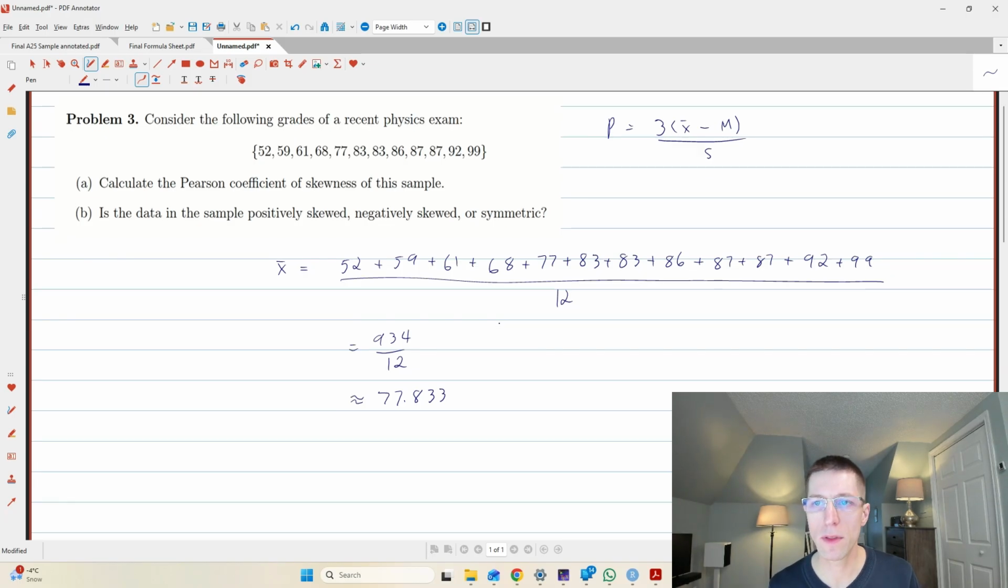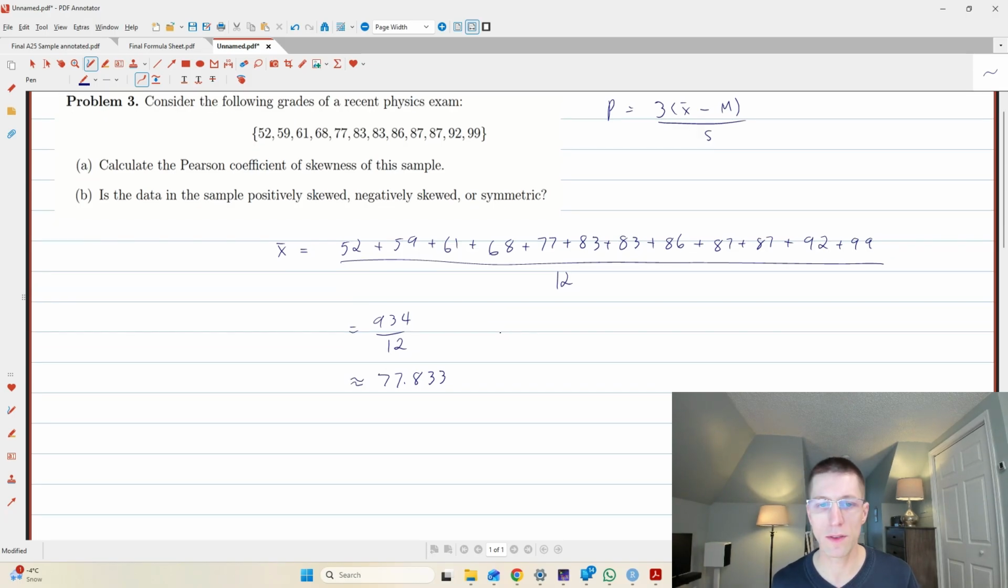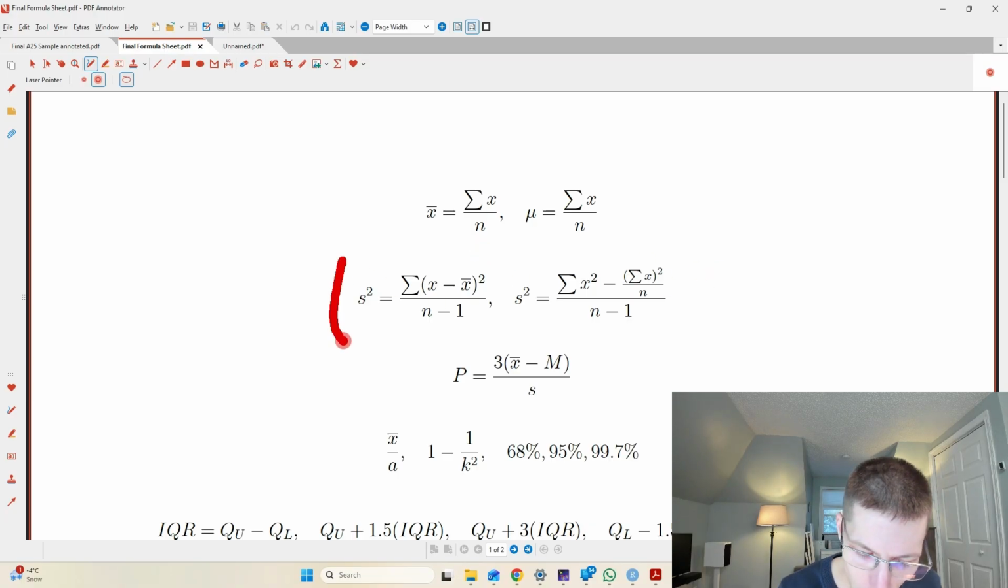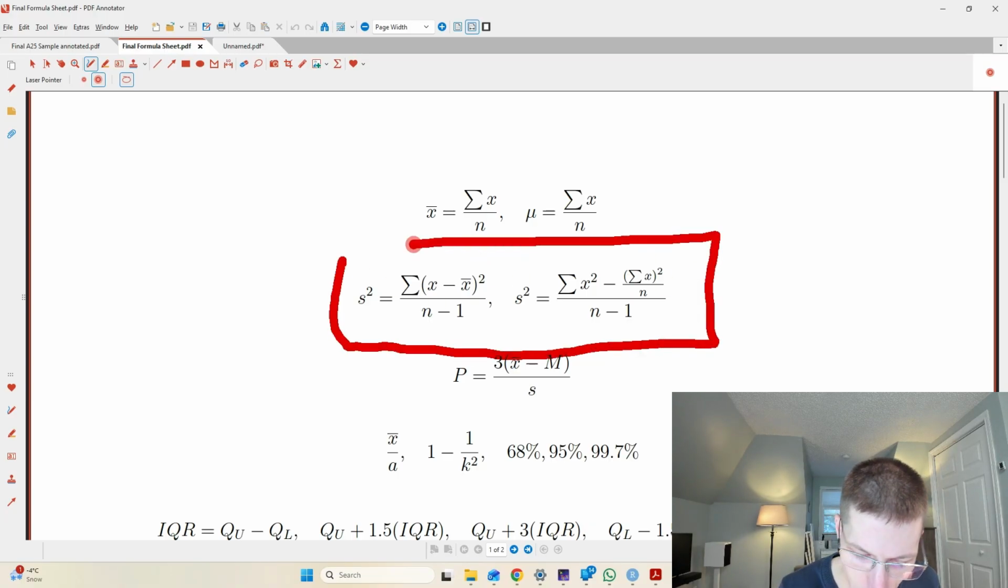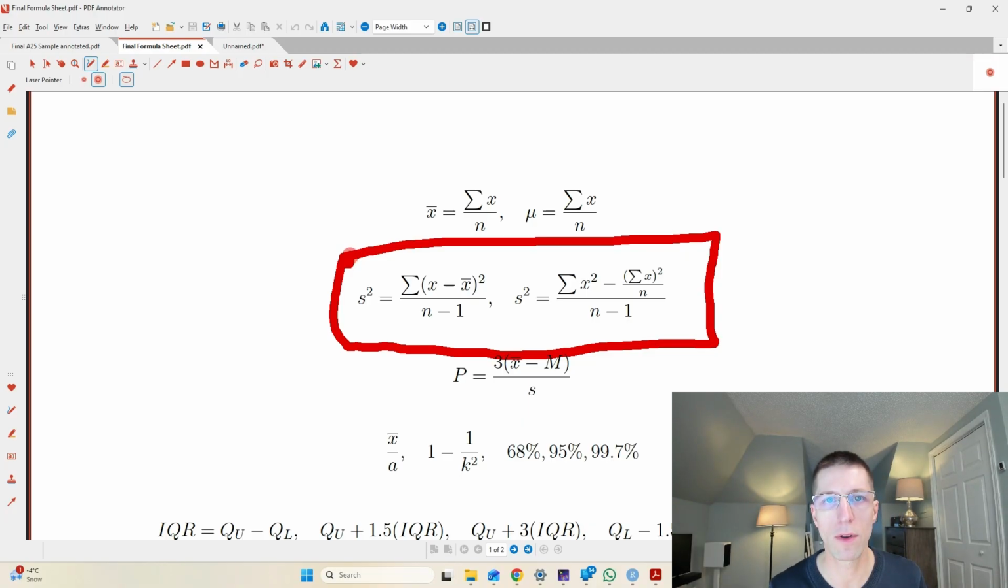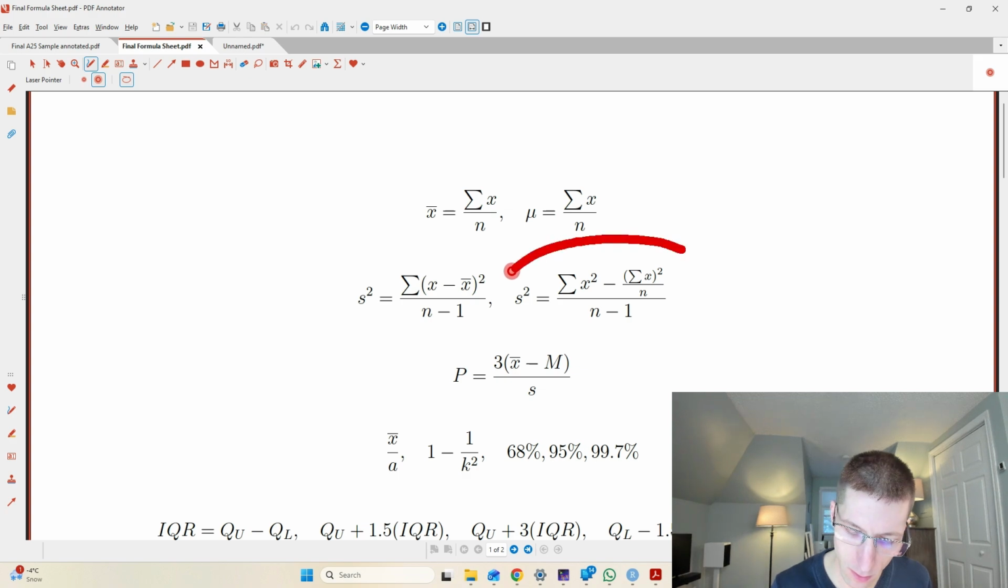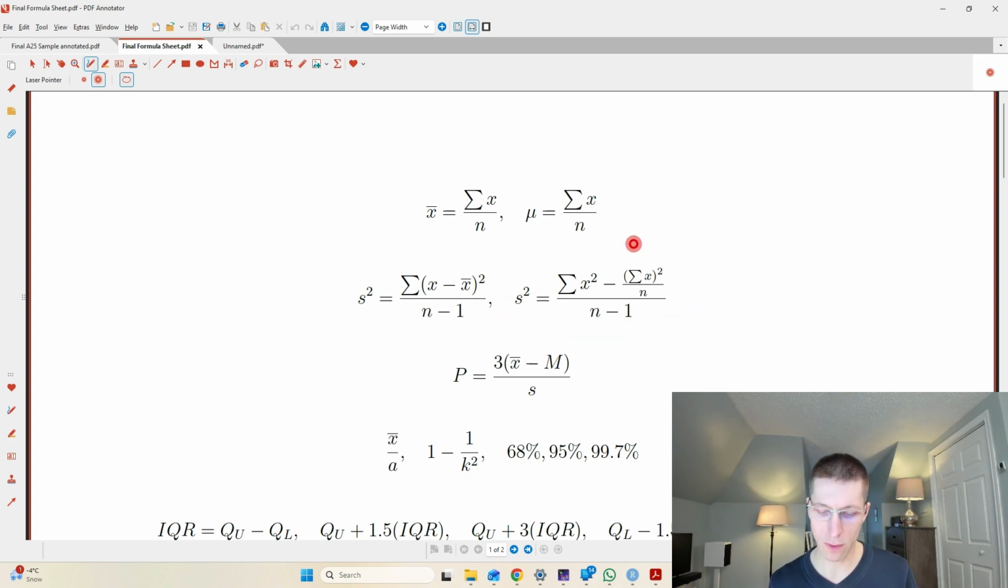Okay. Next thing is calculating the standard deviation. So that one's a bit more tedious to work out. The formulas we've got are here. So we've got 2 different equivalent formulas for the variance. And then the standard deviation, of course, is just the square root of the variance. So let's use this one. I'm just going to follow what I've got in the solutions. You can use the other one, whichever one you prefer.